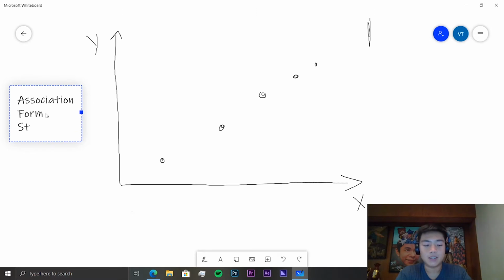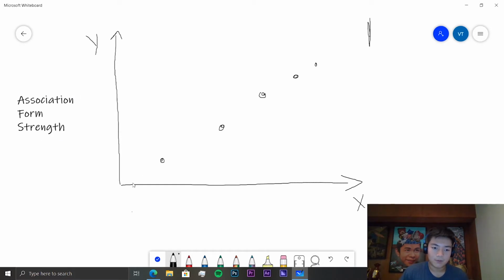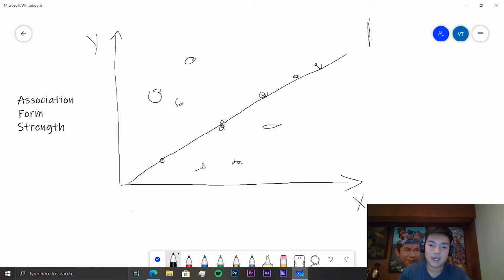And finally, we want to get the strength, which is how closely the points follow the specified association. For example, if we say it's a linear positively correlated trend, then how close are these points to this line? What's the strength of the correlation? This can either be weak, strong or moderate. For example, this is a very strong correlation. However, if we add some numerous outliers to this data set, then the correlation becomes much weaker.